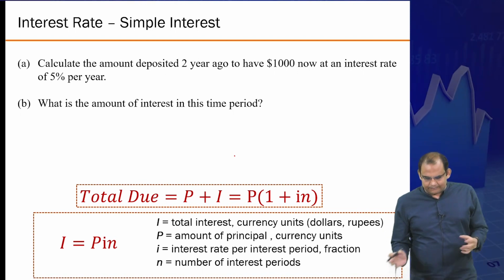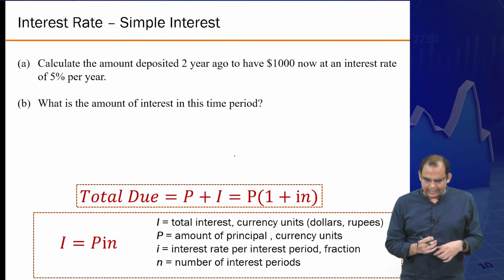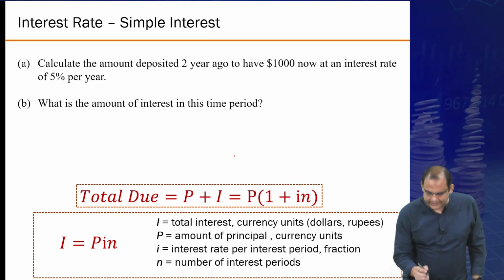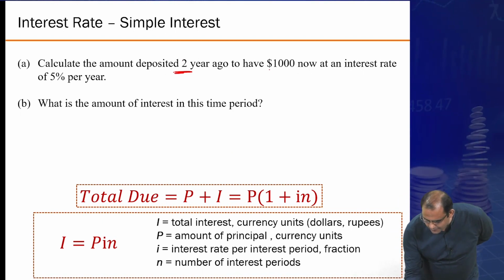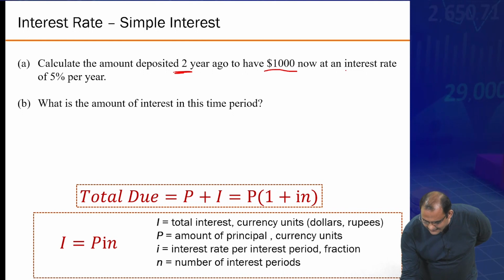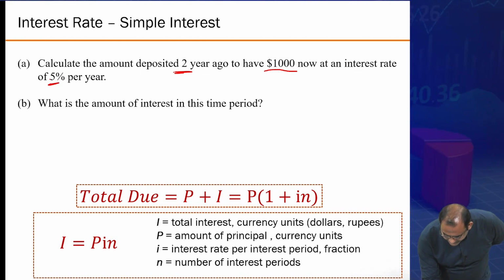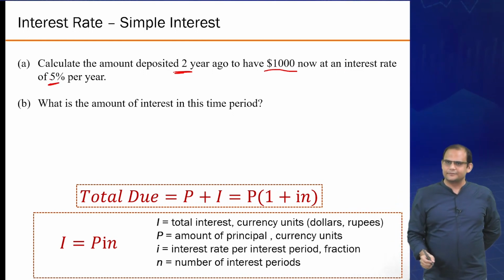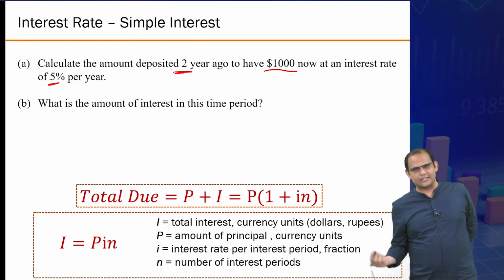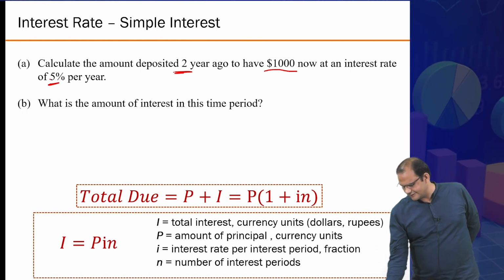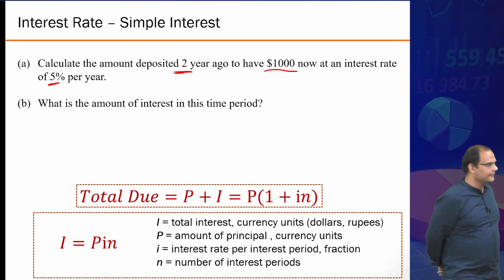So, a back calculation kind of a question. Calculate the amount deposited 2 years ago to have $1,000 now at an interest rate of 5% per year. Can you do this? Can you try using this formula in your calculations?